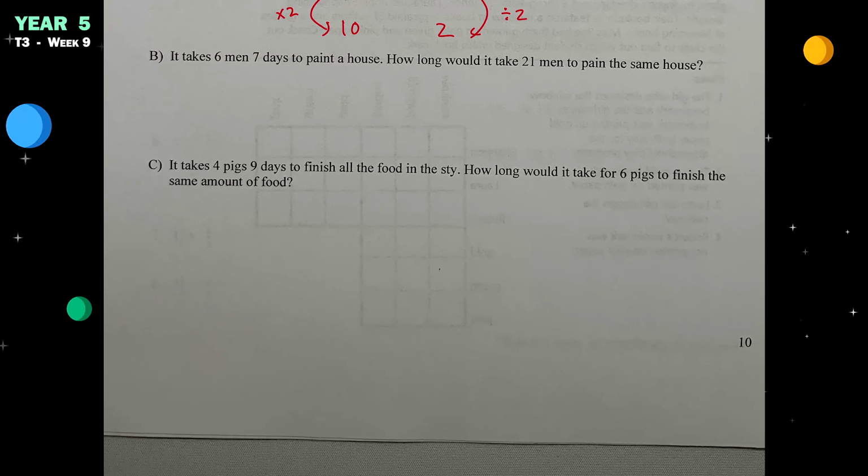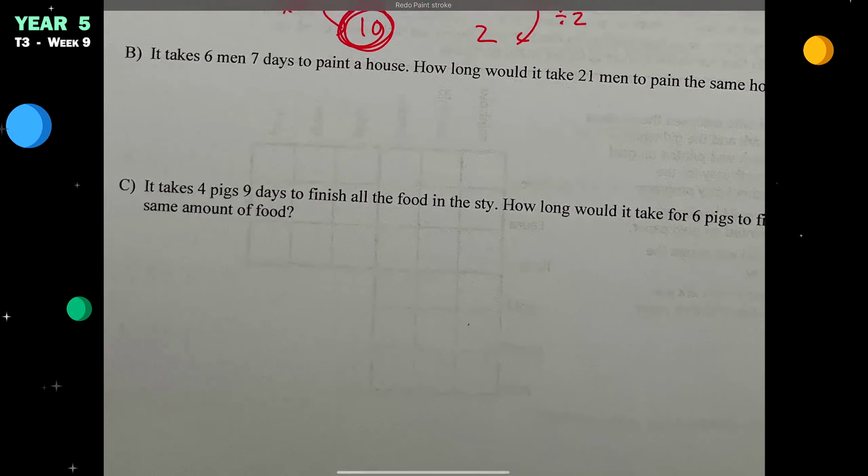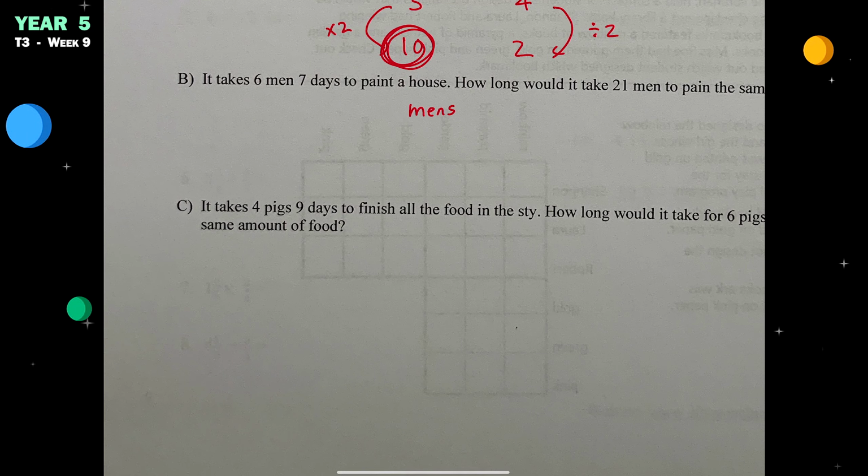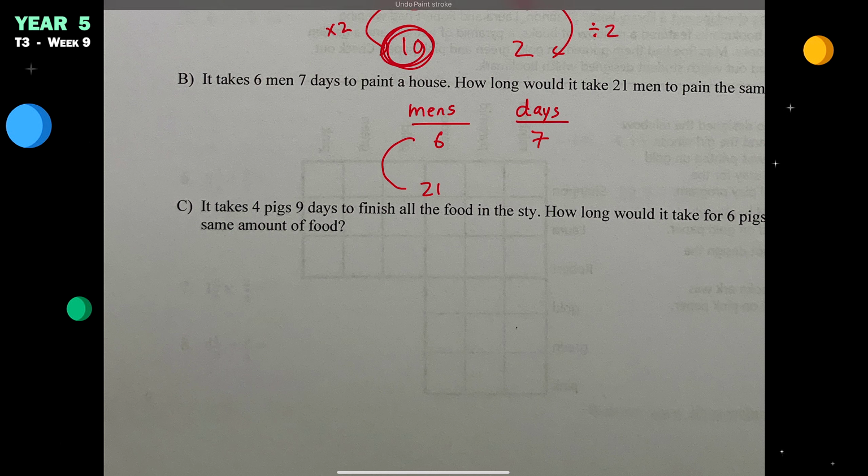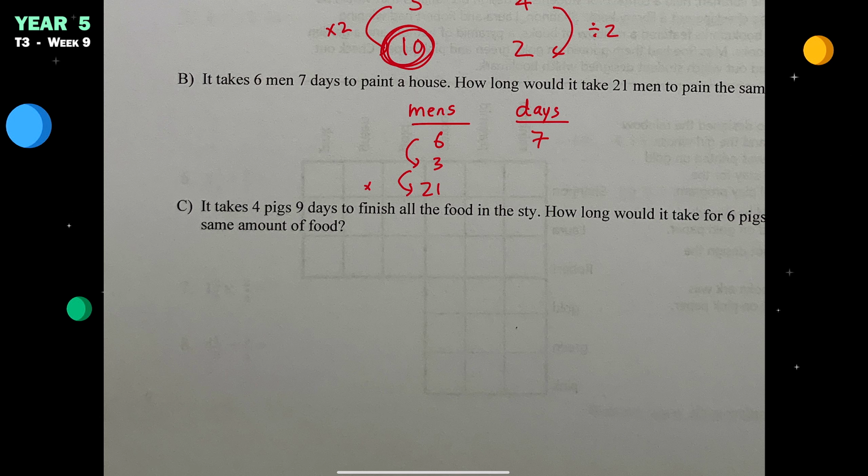You've got more help. Next one, again we have men and days, so we put in the men column and the days column. It took 6 men 7 days. How long will it take 21 men? Okay, I can't go from 6 to 21 straight away, so why not go down to 3? Because from 3 you can jump to 21 by times 7. From 6 to 3 I can divide by 2. Now we do the reverse on this side. I'm going to put it in blue so you see. So instead of dividing by 2, I'm going to times it by 2. Instead of times 7, I divide by 7, and you get the answer there.